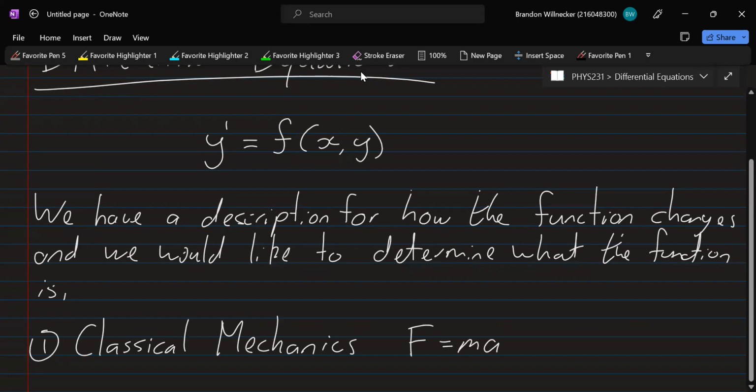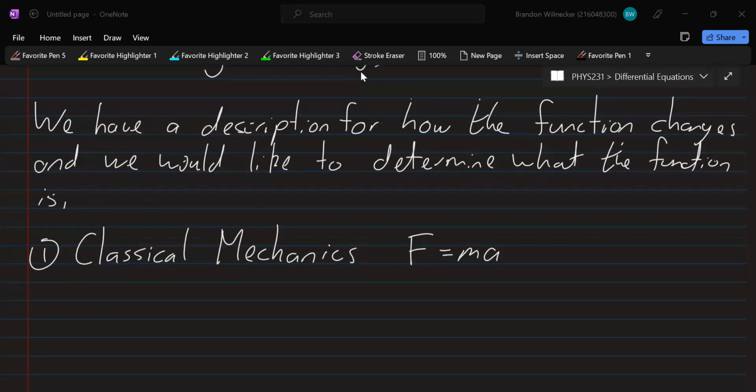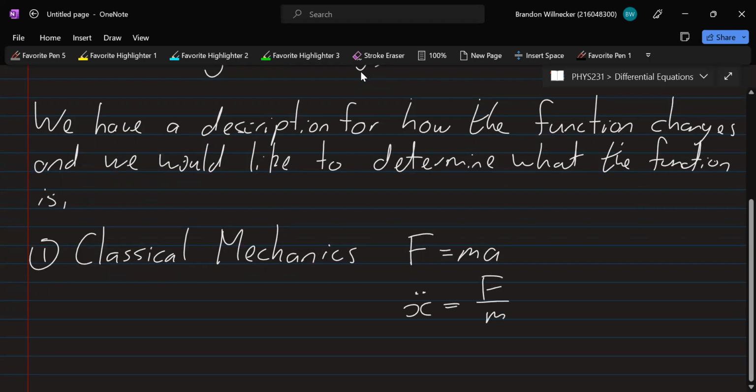Now, this doesn't look like a differential equation, but remember a is just the derivative of velocity, and velocity is the derivative of position. So we can write this as x double dot is equal to F over m. So in this case, we have ourselves a second order differential equation because we have two derivatives. So the order of the differential equation refers to how many times we are differentiating our function.